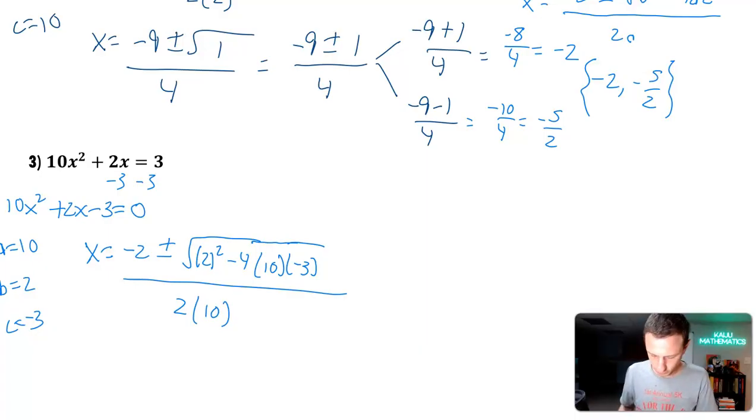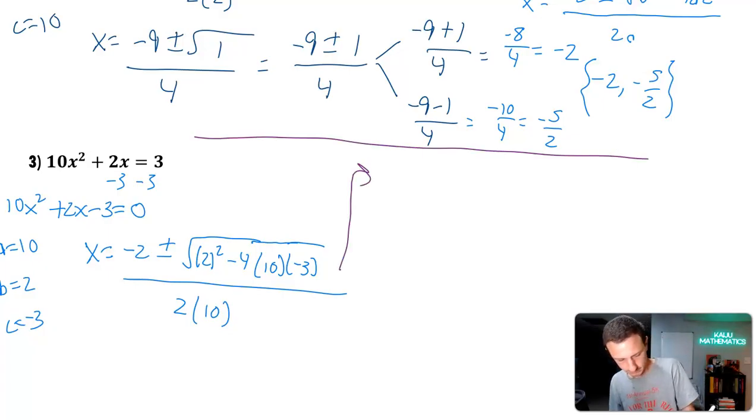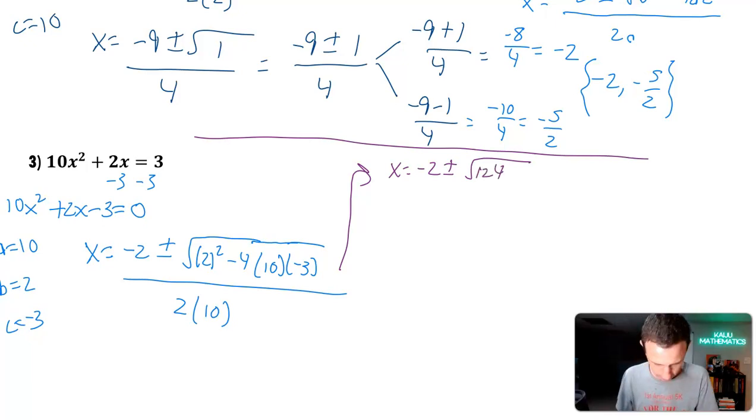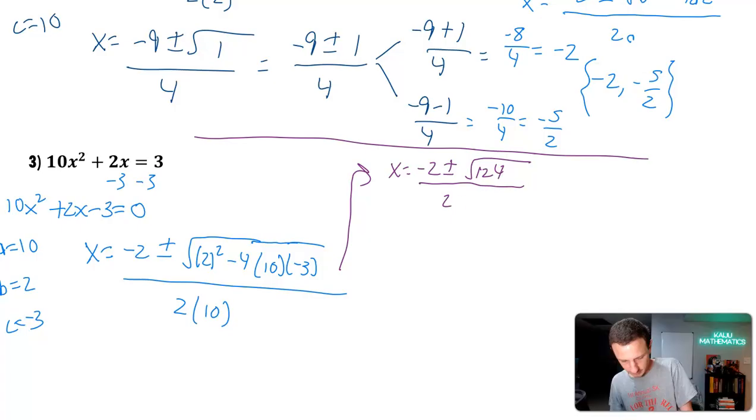So let's take care of the inside. So 2 squared minus 4 times 10 times negative 3. So on the inside I get 124. So let's go here. So x equals negative 2 plus and minus the square root of, I always double check my calculation, 2 squared minus 4 times 10 times negative 3. So that looks good. Yeah, over 20.